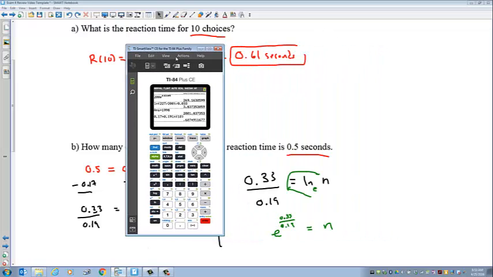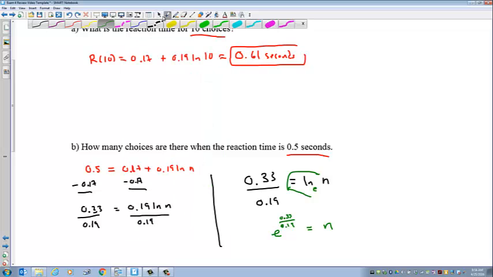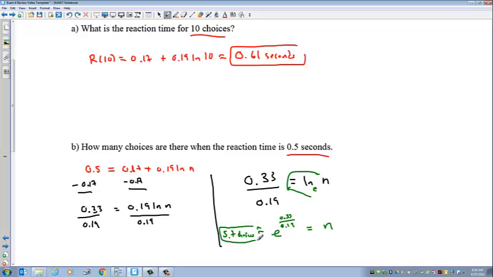We'll round to the nearest number of choices, I guess. So second e to the, and we have 0.33 divided by 0.19. Enter. And so it's about 5.6 choices, so 5.7 choices. Let's round to the nearest number of choices. So n, well, let's round to one decimal place. That way we can practice rounding. So if the second decimal place is a 7, we round up and we get 5.7. So here, this is approximately 5.7 choices. If we round to the nearest choice, we probably would round it to 6.